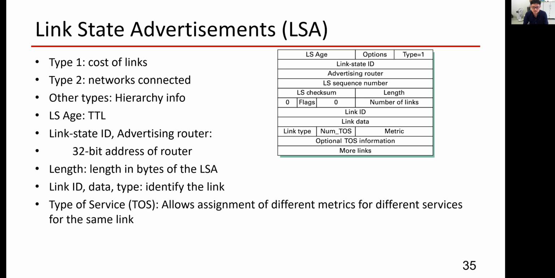Okay, so LSA, link state advertising. What do these advertising messages look like? This is what the message looks like: cost of link, network connected, and TTL, time to live, and hierarchy info, and all this information is defined in this packet format. If you're not following it, then the message cannot be delivered properly.